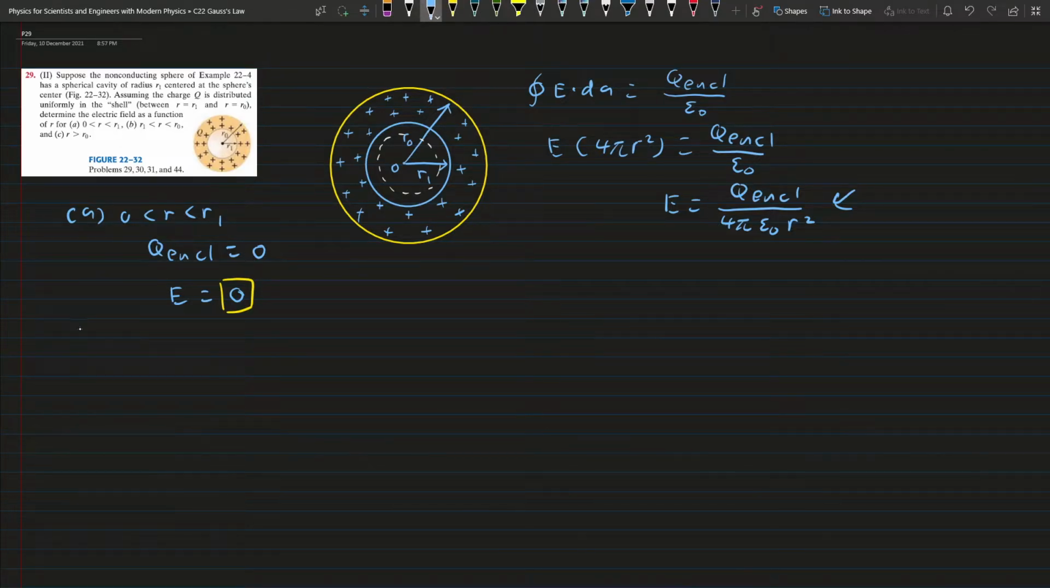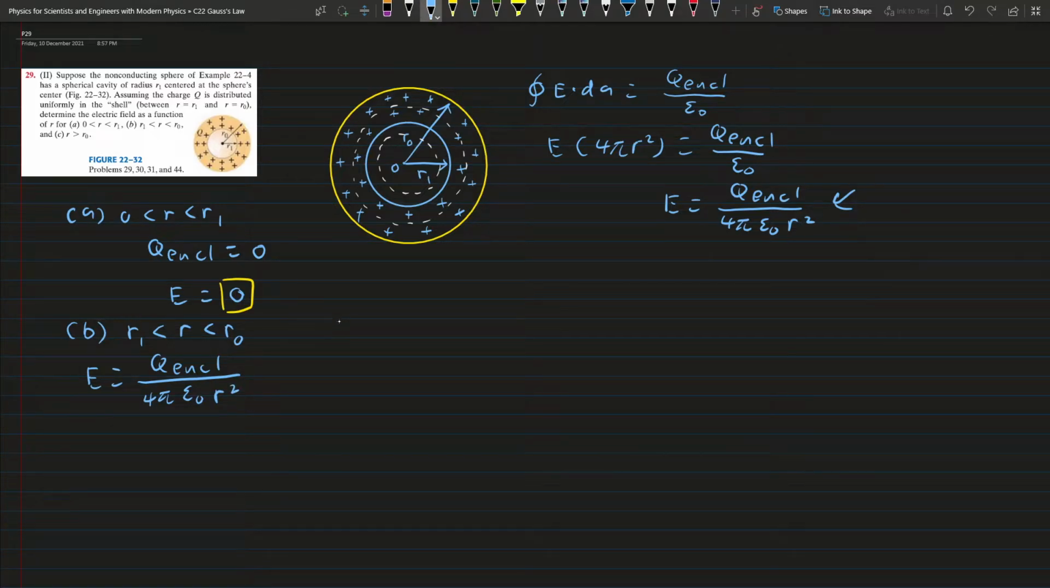Now we proceed to B. B is the range between R1 and R0, so in the diagram it is somewhere here. In this case, we are still using this formula: E equals Q enclosed over 4 pi epsilon naught r squared.